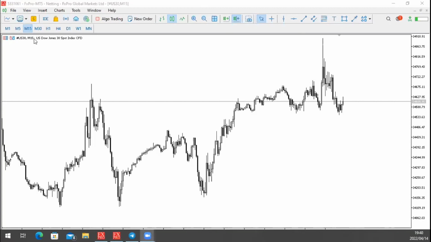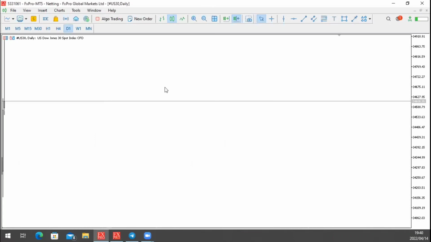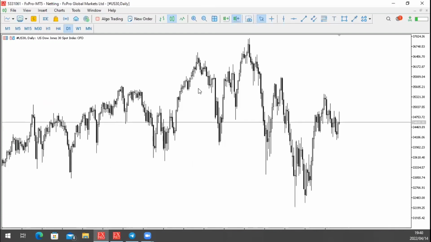First of all, let me start the session. Whenever I analyze USDT, I look at my market structure first. I look at my market structure. I go to daily. Another thing that USDT respects is the order blocks. It respects the order block.